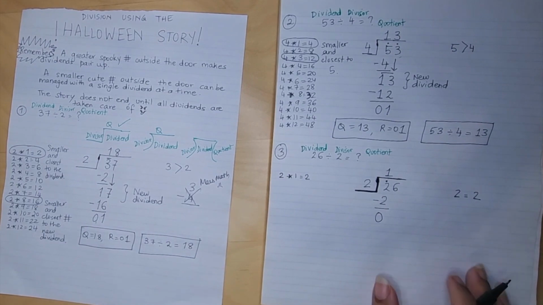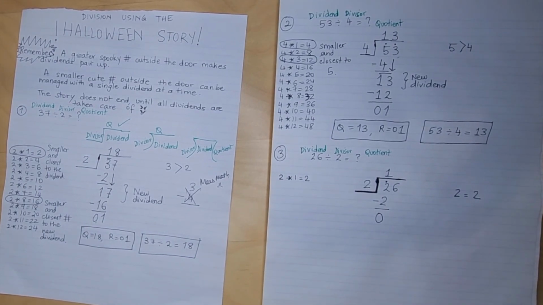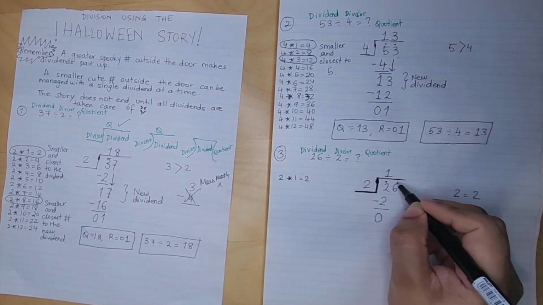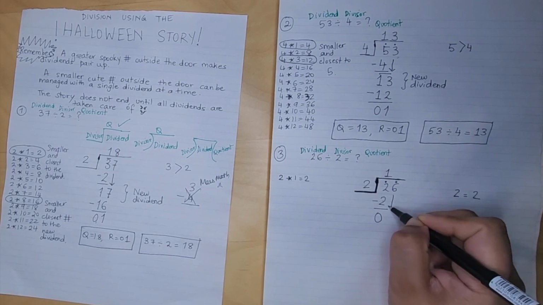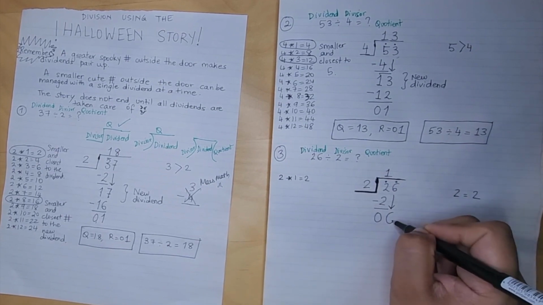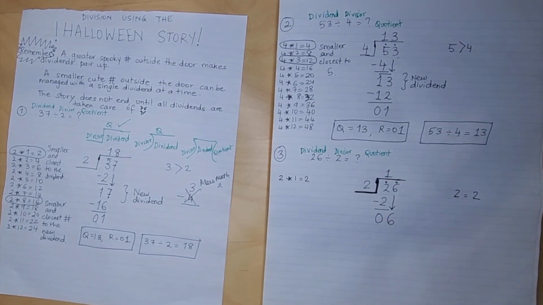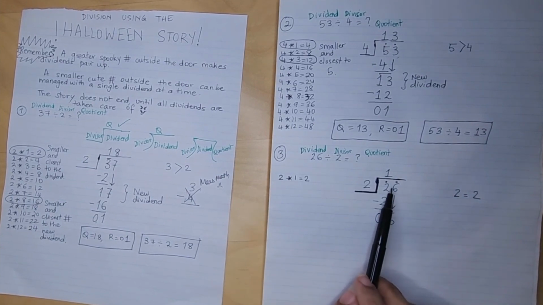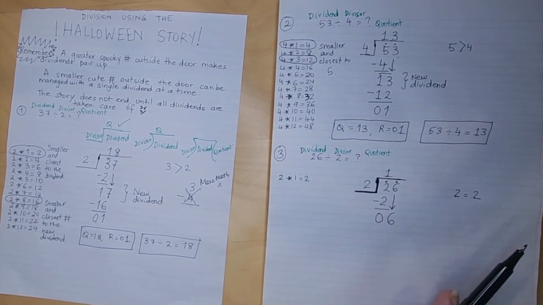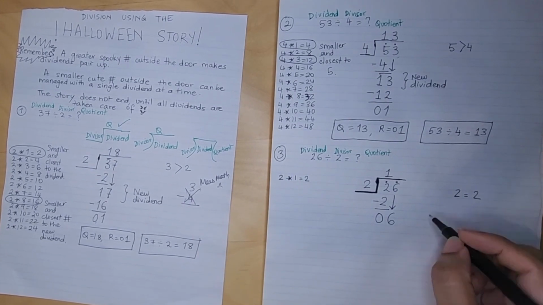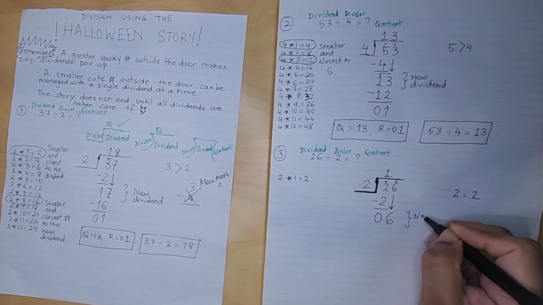Are we done with the question? Can we rejoice and celebrate just yet? Correct, absolutely not, because we still have a dividend left, number 6. The question will not be considered complete unless and until you have all the dividends taken care of. So this is our new dividend, as you know.